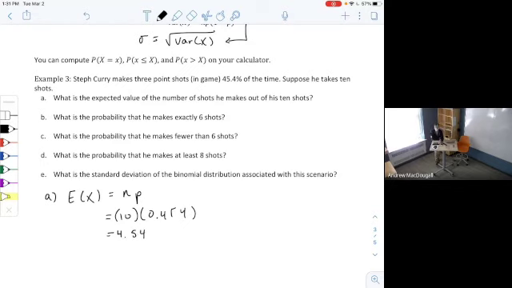So on average, it's like an average, right? You can have an average value be a number you can't actually attain, right? You can't actually make 4.5 threes, but on average, you would make 4.54 out of the 10.